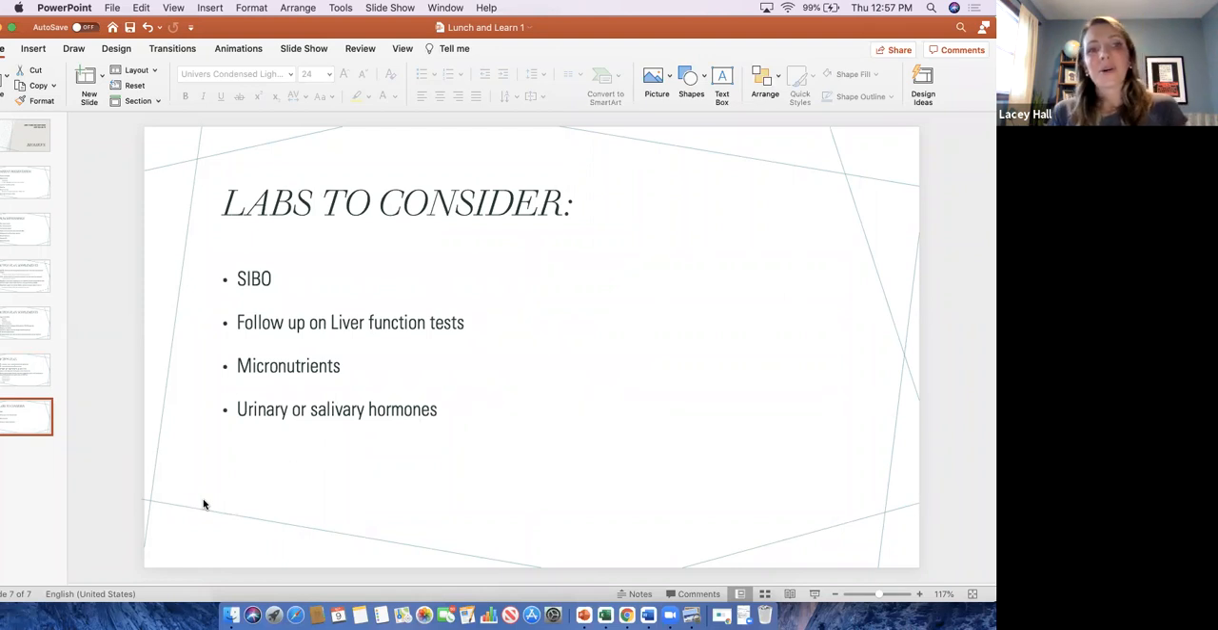Labs to consider. So we are one piece to a complicated puzzle, obviously, but it's going to give us hints on which direction to go. Working with your patients to figure out, hey, do I need to work up SIBO? Let's follow up on those liver function tests because they were abnormal at the start. So making sure they're settling back into normalcy would be really good. That's a cheap test. It's a couple bucks. Looking at a micronutrient panel could be beneficial. And then corroborating that estrogen recycling with different hormone markers can also be helpful.